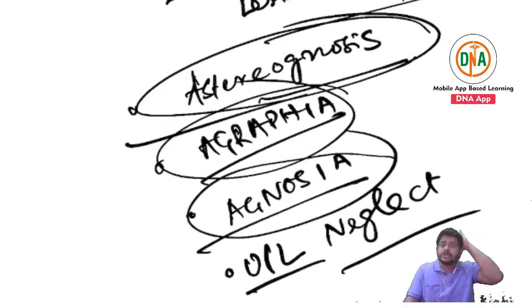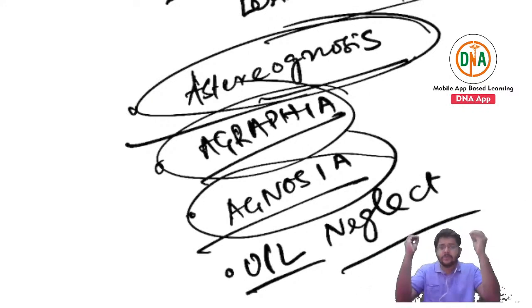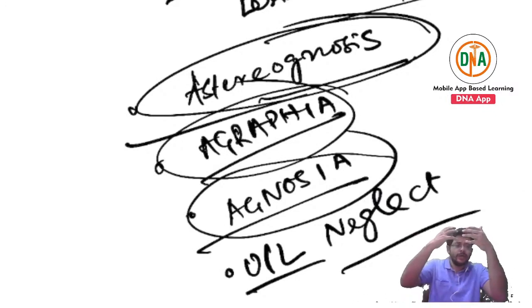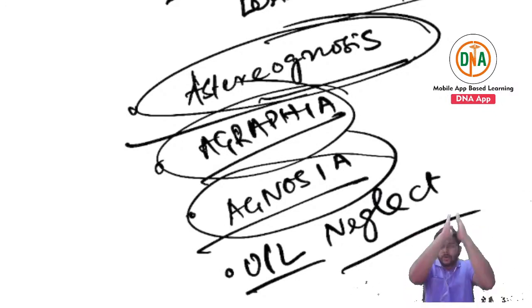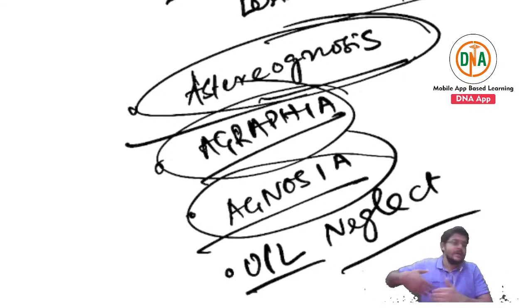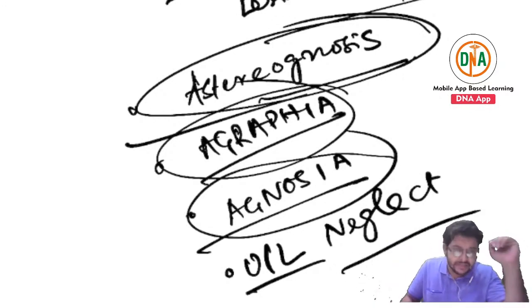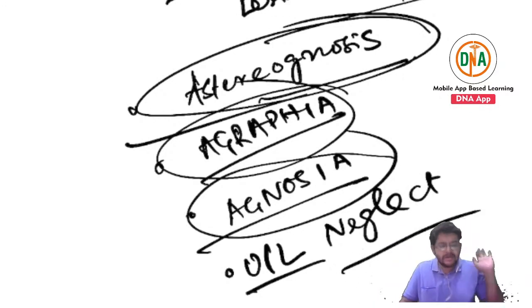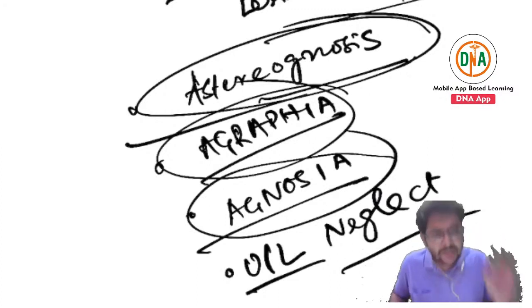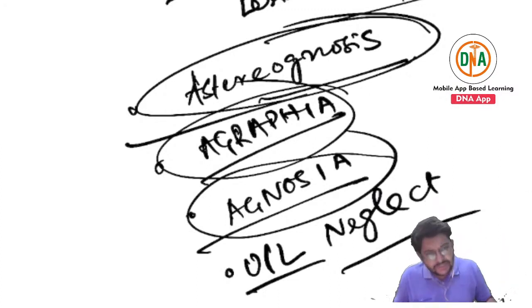His representational hemisphere can't process any sensory input that is coming from that side. So for the brain, only half of the body exists. The other half doesn't exist. So this is known as unilateral neglect. Very interesting, but it is seen in representational hemispheric lesion.